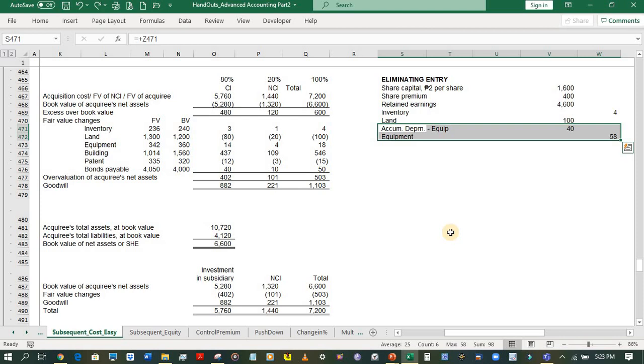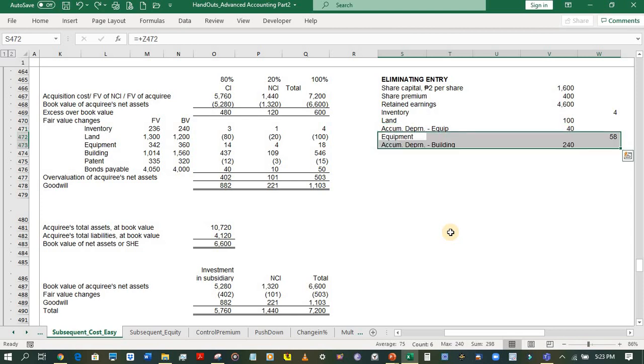And the same procedure will be followed for building. So the building has an accumulated depreciation of 240 pesos. Again, the accumulated depreciation must be eliminated in full because as of acquisition date, the building is considered as newly purchased, and newly purchased PPE does not include an accumulated depreciation upon presentation on the financial statement.